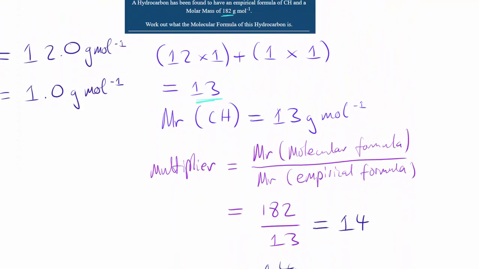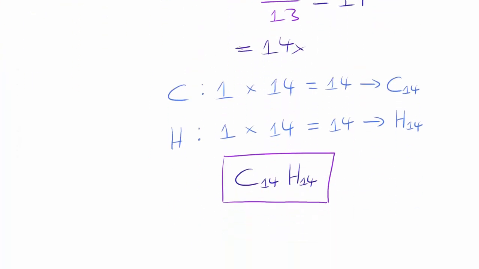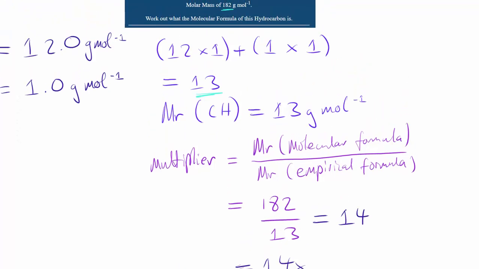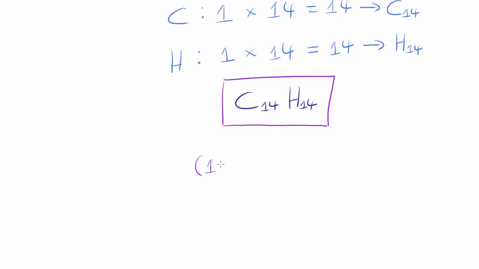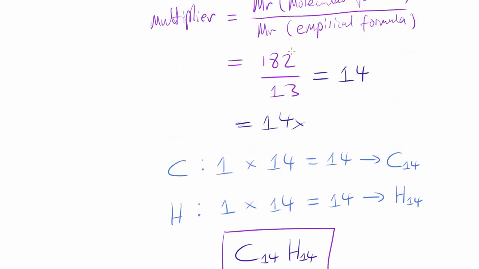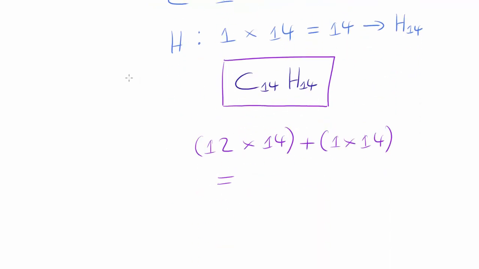If you want, you can try to verify that. Similar to what we did with the empirical formula, you can take these values and do something like 12 times 14 plus 1 times 14 and see what you get. I'm not going to go through the entire process of working that out, but what you should get is the same as what we were provided in the question. You should get 182 if you work that out. Anyway, that is our molecular formula, C14H14.